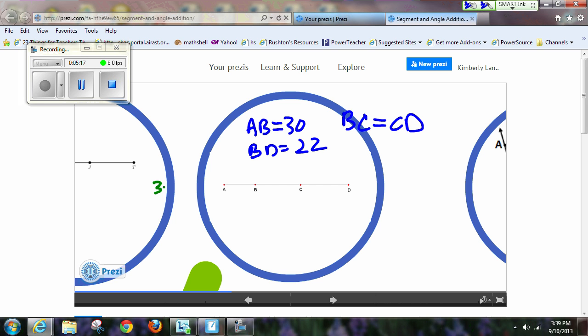We can go ahead with AB being 30 and place it onto our diagram. We can say that BD is 22. So we connect B to D and we put 22. And we have BC equaling CD, so we'll put a tick mark on segment BC and a tick mark on segment CD.